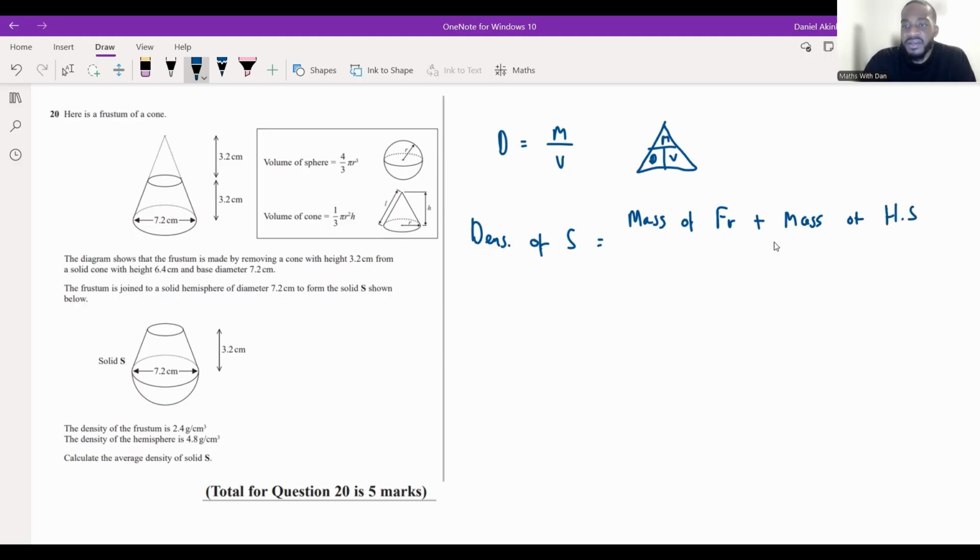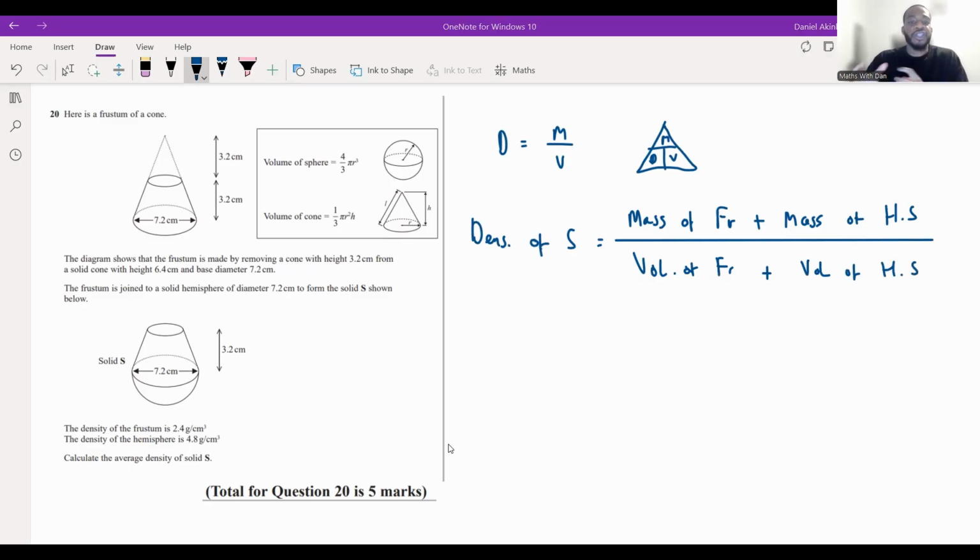Of a hemisphere divided by the volume of the frustum, whatever that may be, plus the volume of the hemisphere. Do you guys agree with that? Just before I continue, if we can work out what each of these are, then we're done, right?